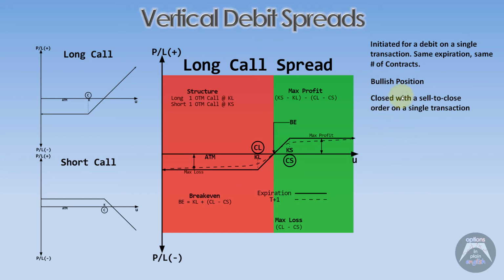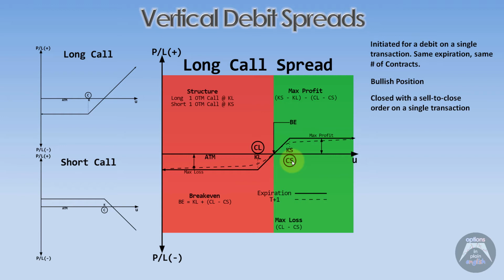It is closed with a sell to close order on a single transaction. So once you put it on a single transaction, once it reaches the value that you want, say for example, you put it on for $1, so $100 altogether, and it goes to 3 and you want to close it, then what you do is you just issue a sell to close order for your vertical spread, and in a single transaction, you're going to close your whole position.